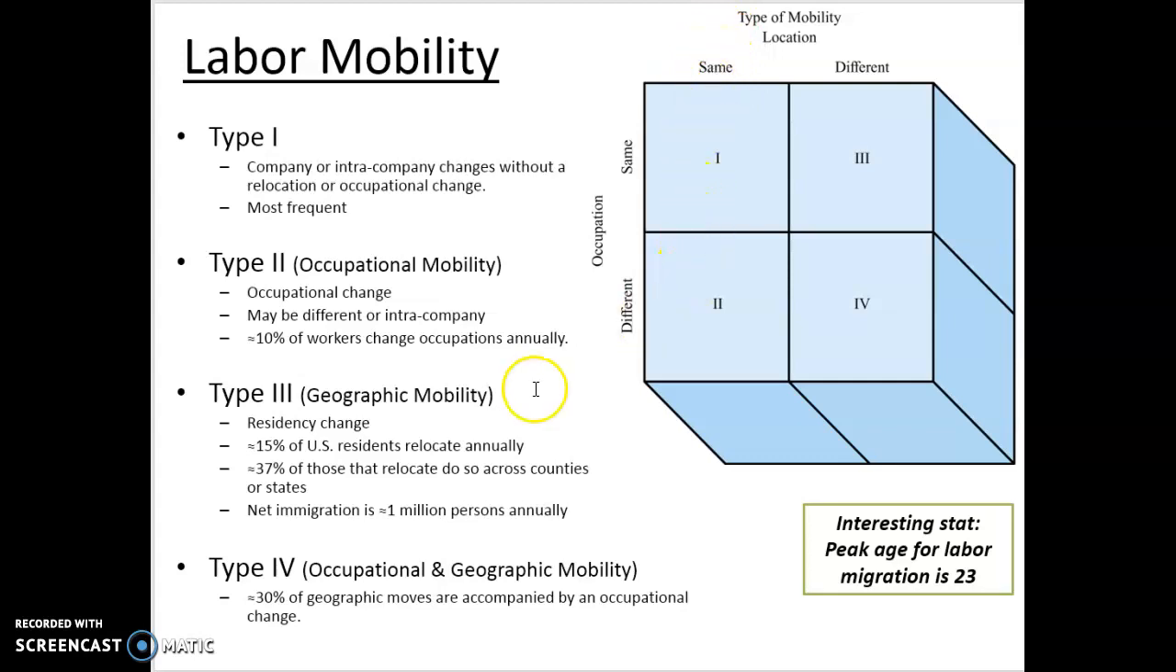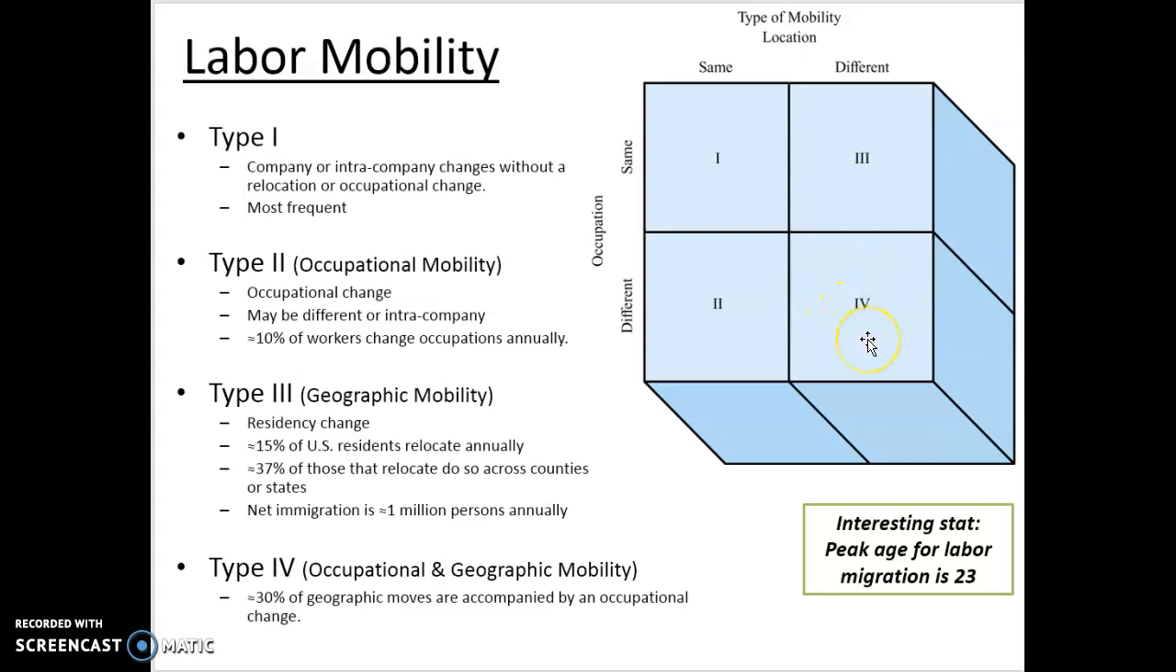And then there's type 3, which is geographic mobility. Type 3 might be illustrated by a UPS driver in San Diego who becomes a UPS driver in Phoenix. And so different location, but same occupation. And then finally, type 4 is occupational and geographic mobility. That might be a UPS driver in San Diego becoming an accountant in Phoenix. So they're changing both their location and their occupation.